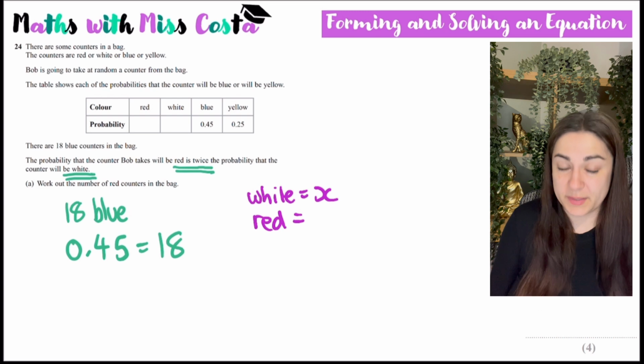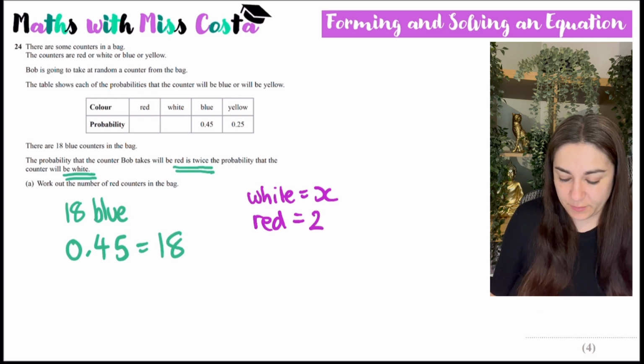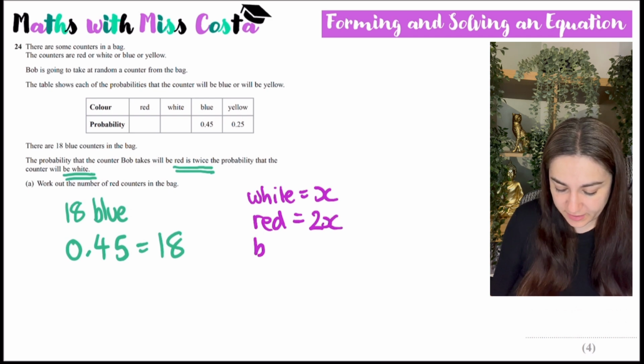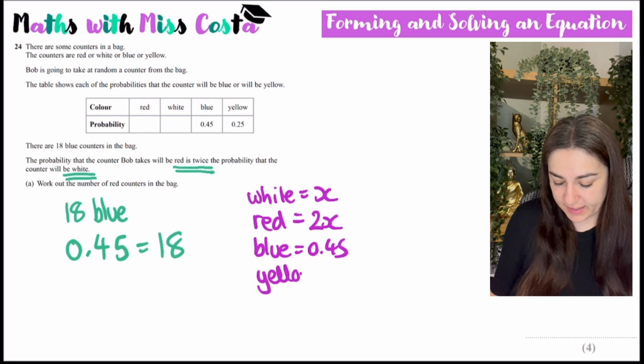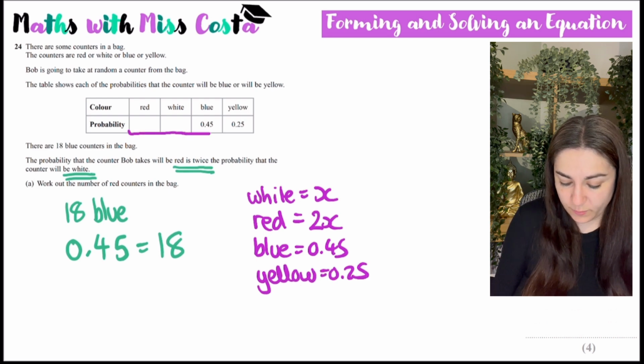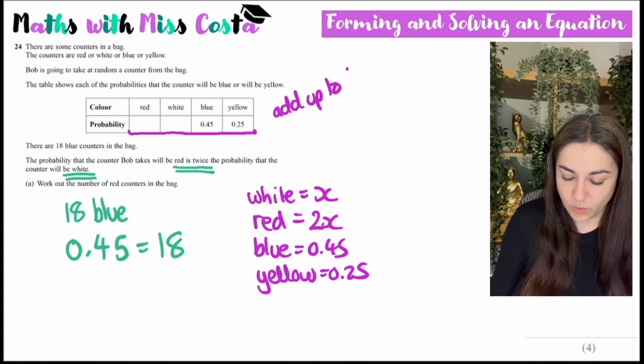I'm told that the probability that it's red is twice the probability that it's white. So that would be 2 times X, which is 2X. I know the probability of blue is 0.45. I know the probability of yellow is 0.25. And probabilities of mutually exclusive events should add up to 1.